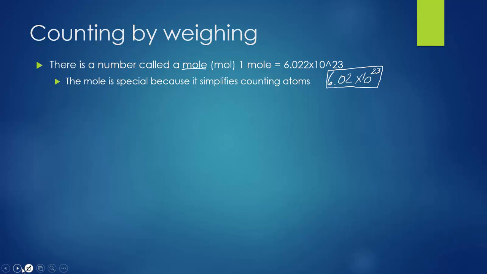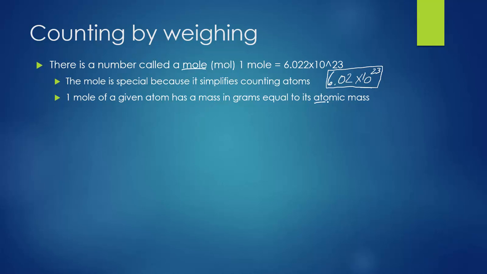If we want to count something, we need to know how many atoms are in 1 gram. Well, it depends on the atom, so that would be different for every atom. And so every single element has its own molar mass, or mass for 1 mole. So 1 mole of a given atom has a mass in grams equal to its atomic mass. Remember, atomic mass is the weighted average of all the different isotopes. It's the decimal point on the table. So I believe sulfur is 32.06 AMU. That's its mass in atomic mass units.